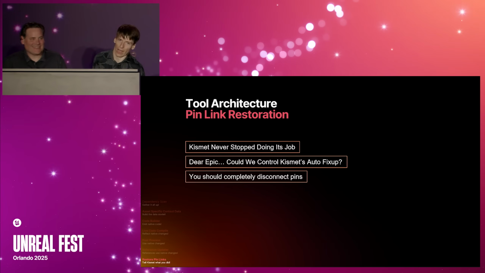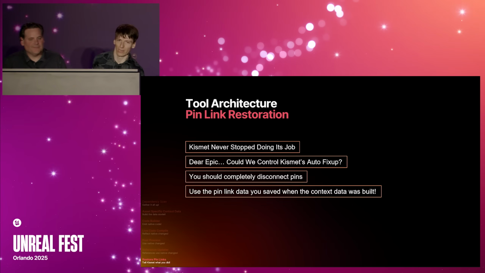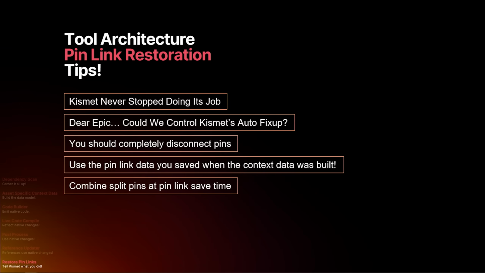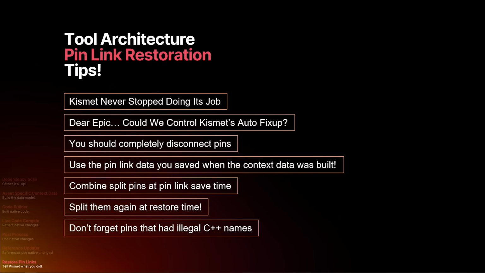That's great. We are a special case. So for this, honestly, disconnect all the pins. A lot safer and easier that way. And then you can use the pin link data you saved when you put the context data to restore it back. Quick tip, combine split pins at save time. There's just less of a headache that way. And then split them again at restore time. Also, don't forget pins can have illegal C++ names. That bit us. Yeah. And so did this. They have default values. Make sure you restore those properly.